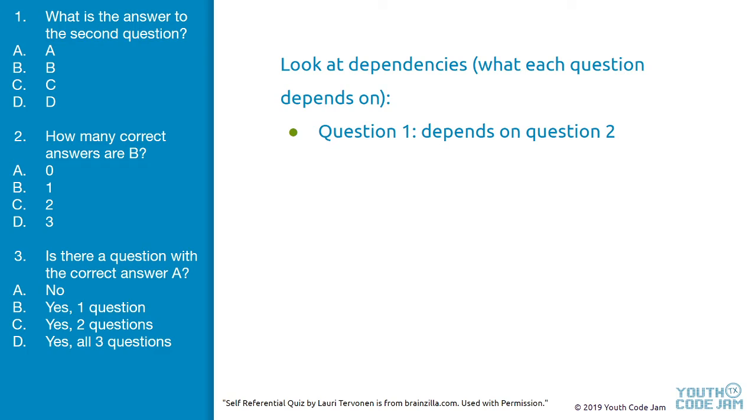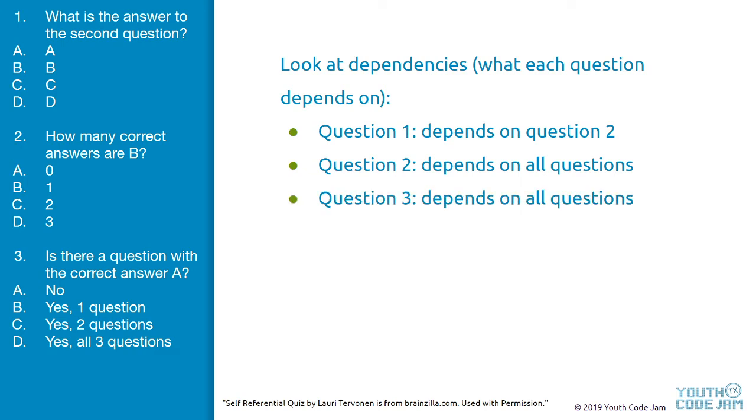For number 2, it says how many correct answers are B. Well, we'd have to look at all of the questions to see if their answers are B or not, right? So question 2 depends on all questions. And for number 3, is there a question with a correct answer A? In order to figure that out, we would have to look at all of the questions again. So question 3 depends on all questions.